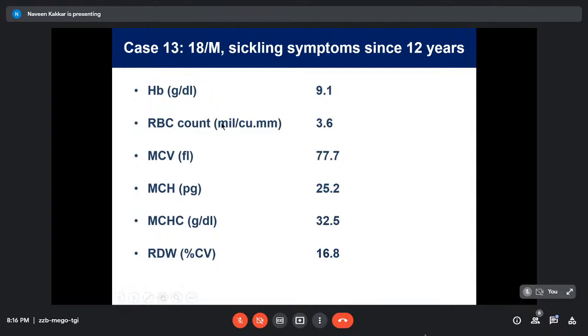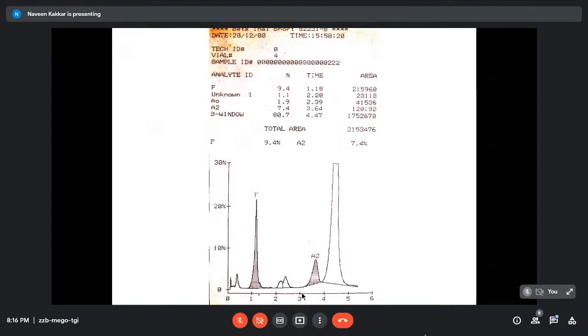Case 13, an 18-year-old male with sickling symptoms since 12 years of age. Since 6 years of age, so since 12 years he's had sickling symptoms, anemia, mild microcytosis, and a slightly raised RDW there. And that's the values. So if you see fetal is raised, A is down, and we have A2 is raised.